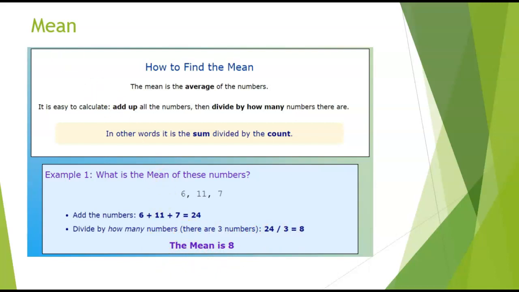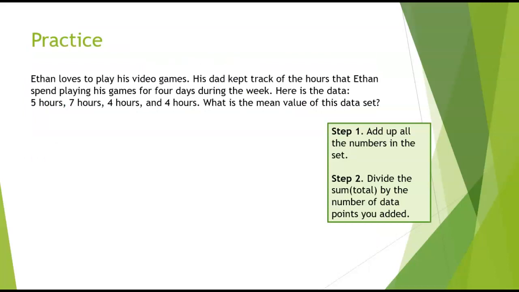So the mean is 8. We're going to go over a couple of problems. Ethan loves to play his video games. His dad kept track of the hours that Ethan spent playing his games for 4 days during the week. Here is the data. We have 5 hours, 7 hours, 4 hours, and 4 hours. What is the mean value of this data?